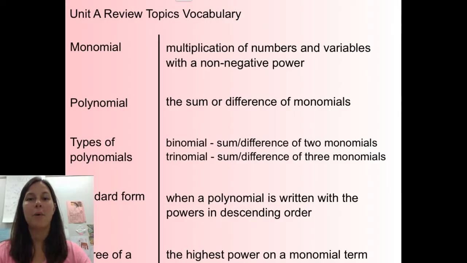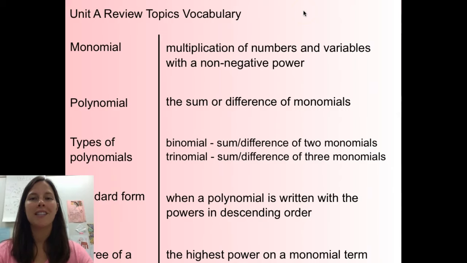Today we're looking at polynomials. In order to define a polynomial, we need to know what a monomial is, and it's simply multiplication of variables and numbers as long as there are no negative exponents. A monomial cannot have division, and a negative exponent would move it to the denominator.